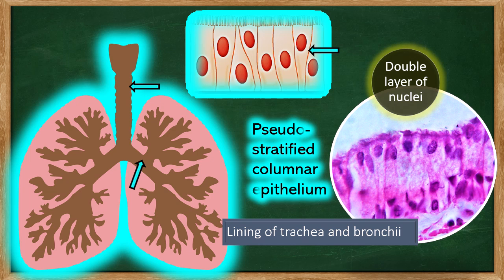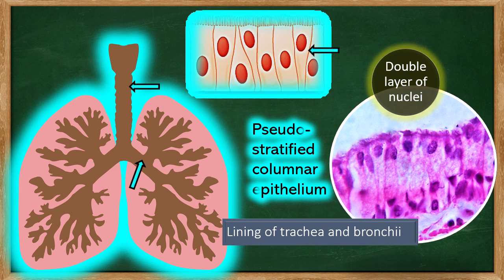Next, this is a variant, very important. This is pseudo stratified columnar. It appears as if the cells are in two layers because there are two layers of nuclei. Therefore, the word pseudo needs a little clarification. Although the nuclei appear as two rows, and therefore the cells appear as two layered.